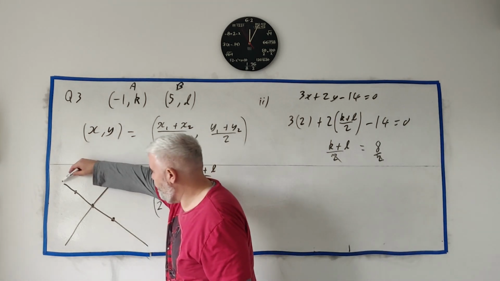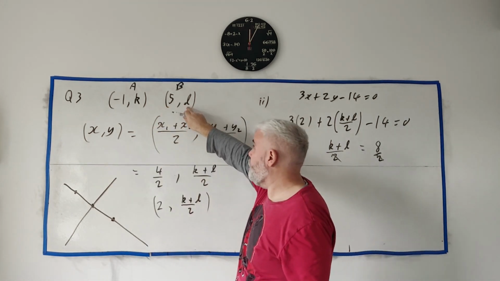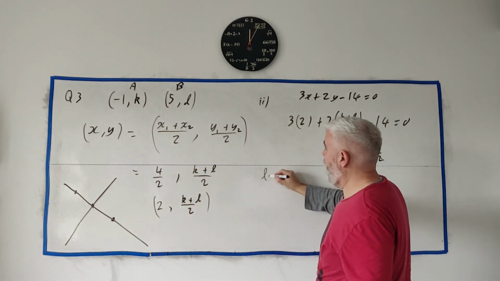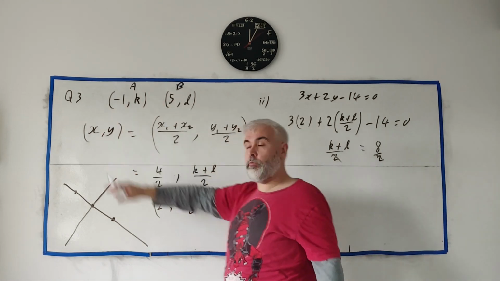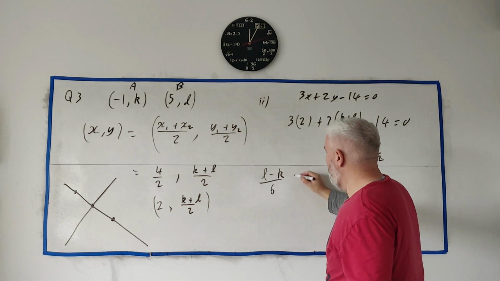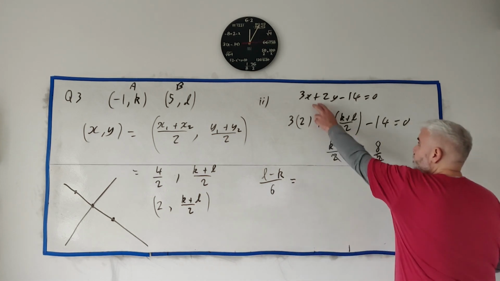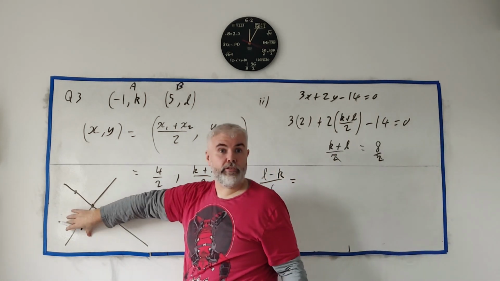The other thing to know here would be the slope. We could find the slope of this guy, these 2 points, just putting it into the formula: y2 minus y1, l minus k, divided by x2 minus x1, that'd be 5 minus 1, that'd be 6. And we can also find the slope of this guy, and they should be inverse.